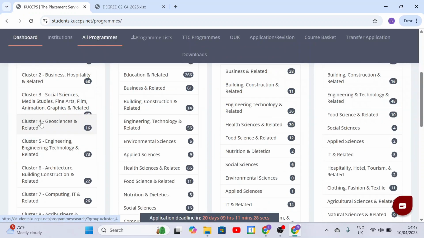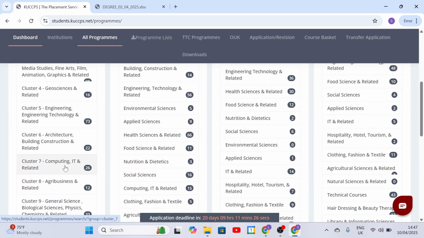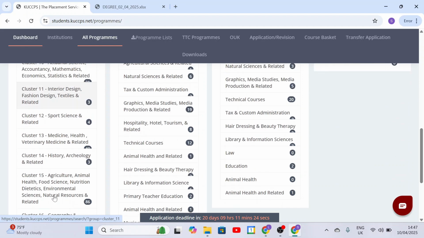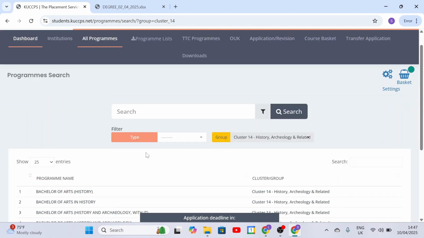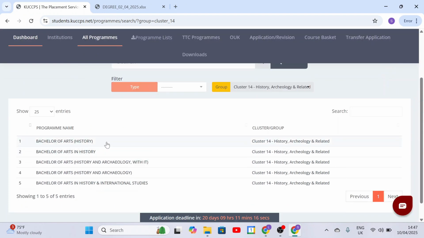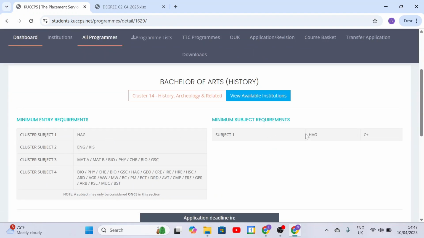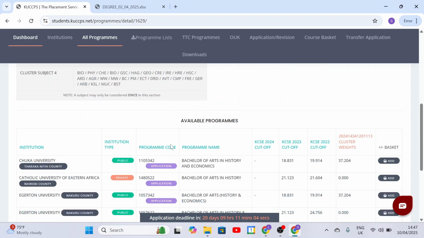So you can see here, these are the degree programs, right? I want us to go to cluster number 14: history, archaeology, and related subjects. Let's get here to these courses. Here, I have Bachelor of Arts in History. Let me click here and see what exactly they want me to do. Bachelor of Arts in History means that I have to have a history subject with me. That's why you find Bachelor of Arts in History.